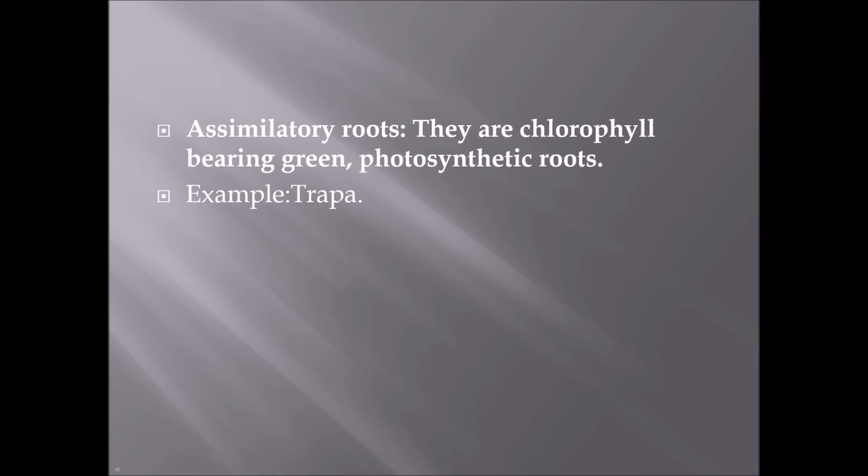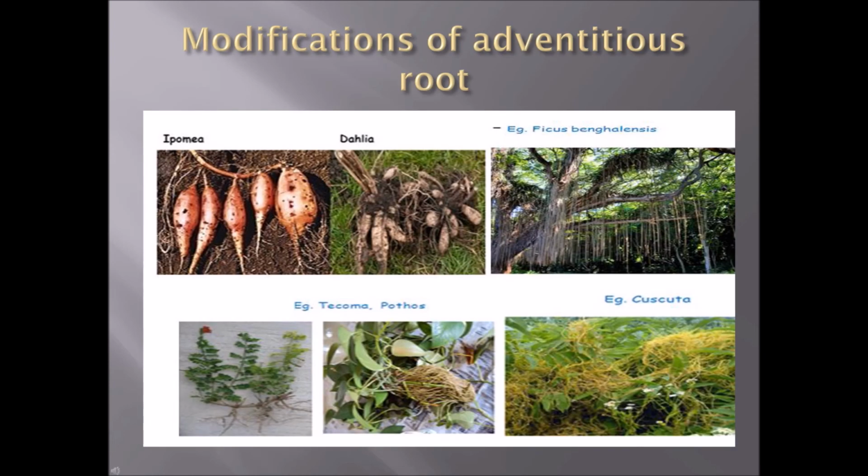Usually roots will not have chlorophyll. They are mostly achlorophyllous. But in assimilatory roots, there is chlorophyll. That is, they are green in color and help to synthesize food. That is, photosynthesis happens in the roots. For example, Trapa.